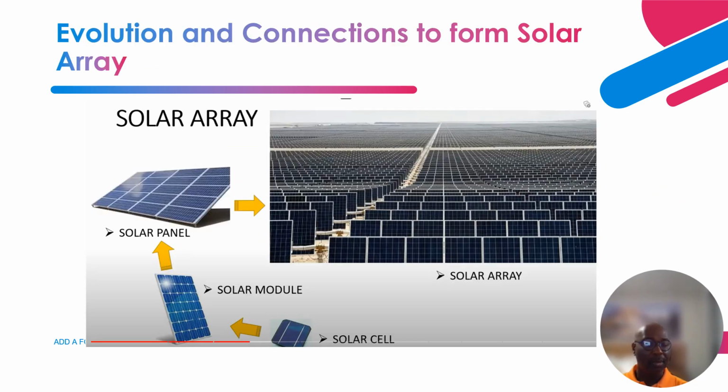Okay, so as you can see over here, this is the process. From the solar cell, you go to a solar module. This is a module. Then the different modules form a panel. Then different panels form an array. So that is the process.